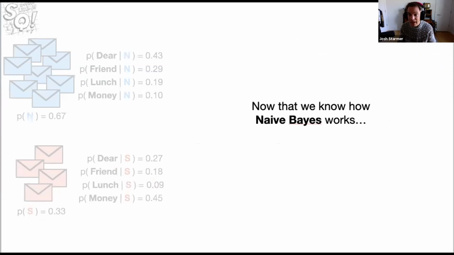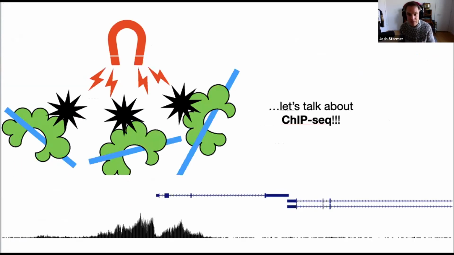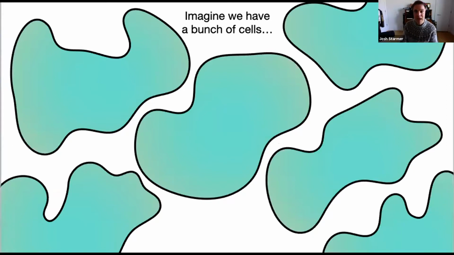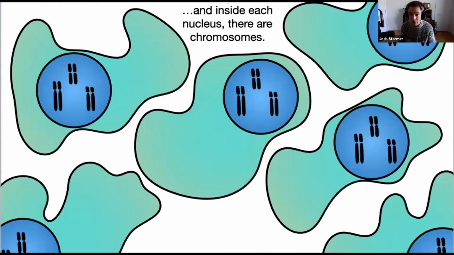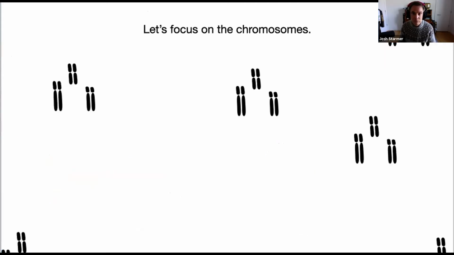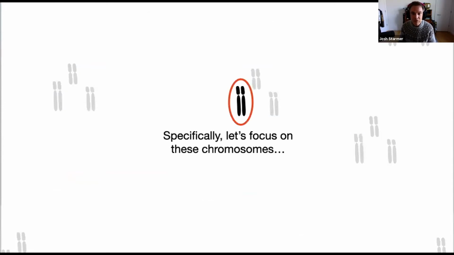Now that we know how naive Bayes works, let's talk about ChIP-seq. Imagine we have a bunch of cells, and inside each cell there's a nucleus. And inside each nucleus there are chromosomes. Let's focus on the chromosomes. Specifically, let's focus on these chromosomes.